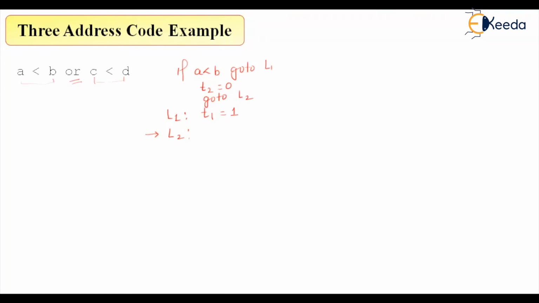Now look at this flow of control. When the control reaches L2, T1 will have been assigned either the value 1 or 0. Let me call this one T1, as both variables are the same. If A less than B, then go to L1, so this will be T1 equal to 1, and the other one will be T1 equal to 0, and both will reach this statement, L2.